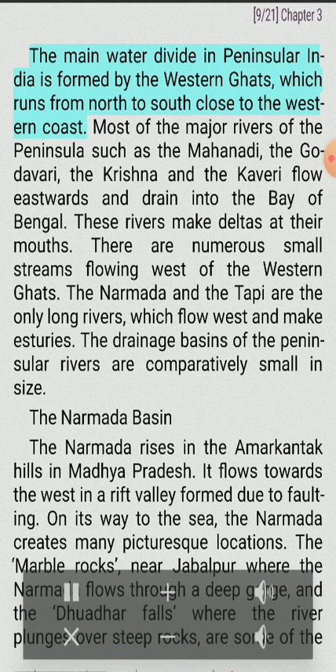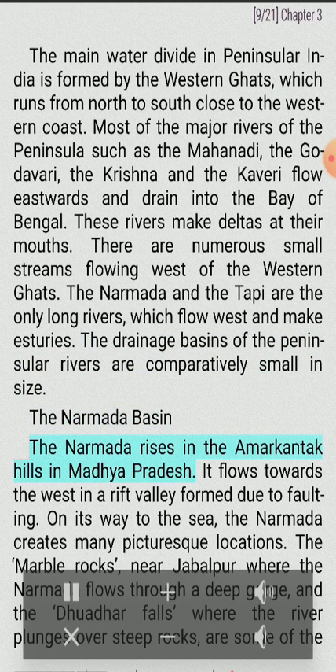The Peninsular Rivers. The main water divide in peninsular India is formed by the Western Ghats, which runs from north to south close to the western coast. Most of the major rivers of the peninsula, such as the Mahanadi, the Godavari, the Krishna and the Kaveri, flow eastwards and drain into the Bay of Bengal. These rivers make deltas at their mouths. There are numerous small streams flowing west of the Western Ghats. The Narmada and the Tapi are the only long rivers which flow west and make estuaries. The drainage basins of the peninsular rivers are comparatively small in size.